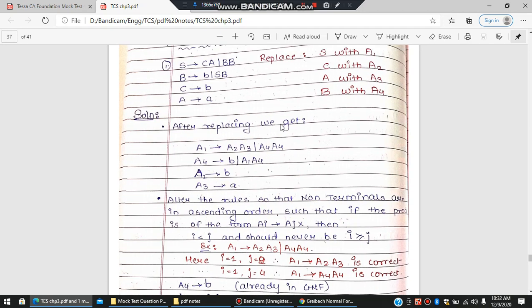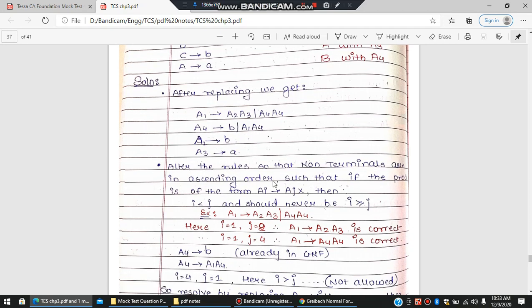So after replacing, in place of S I have written A1, C is nothing but A2, A is nothing but A3 and this is A4. I have taken this in this order. So in place of CA I have written A2, A3, and in place of B I have written A4. Similarly I have substituted the other productions, keeping only the terminal symbols as they are.